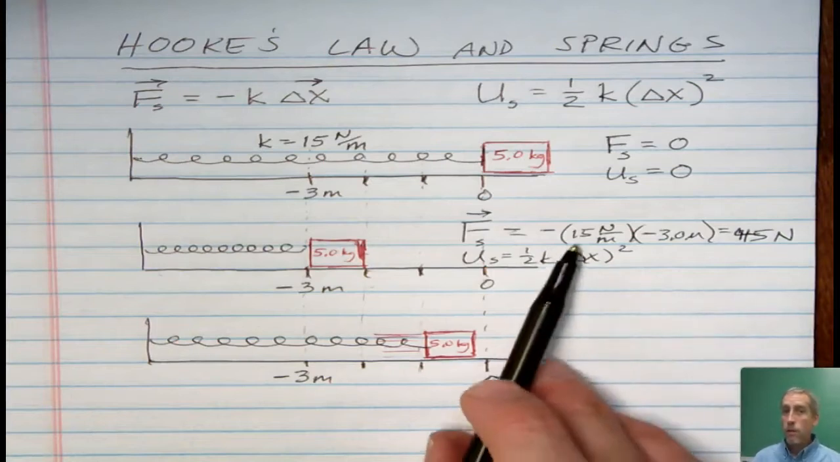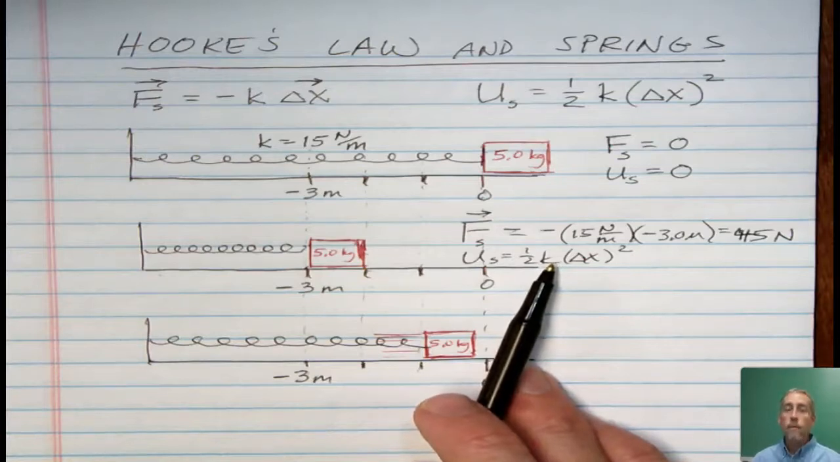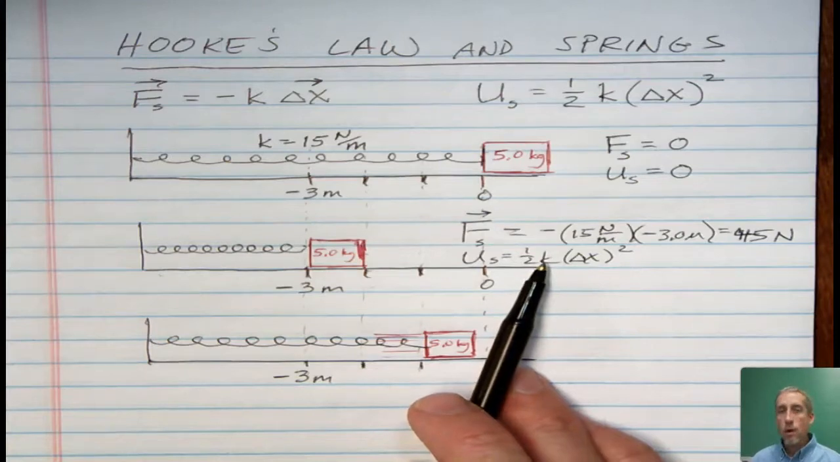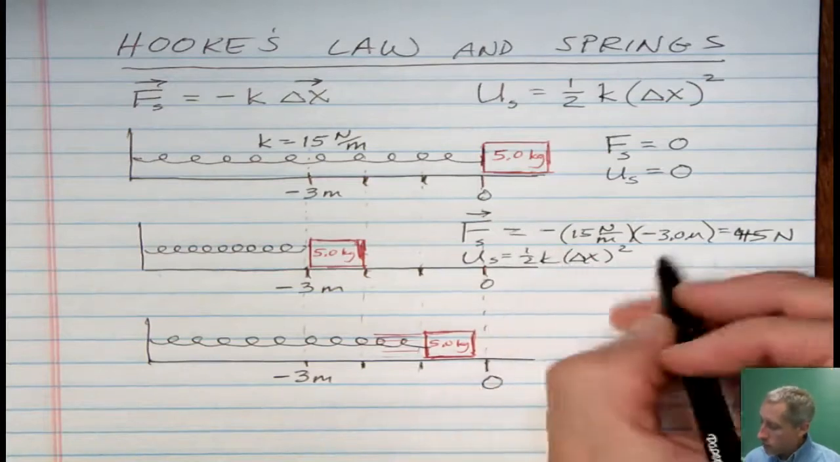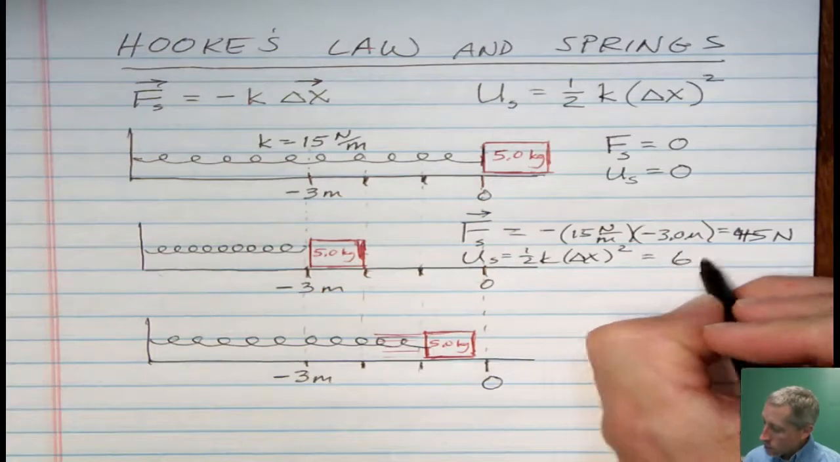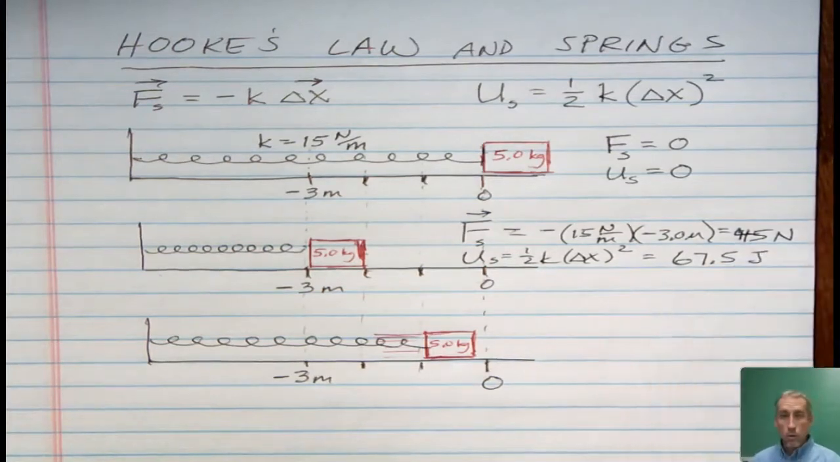I am not deriving this equation, by the way, because it's going to take some calculus. I don't really want to bog down this video with the calculus. If you need to see a demonstration of how we derive that, I may show it on another video, but you might also find it in a different reference. So if we plug in the same K and the same delta X and we square it, then we're going to get 67.5, and that's a unit of energy, which is joules.